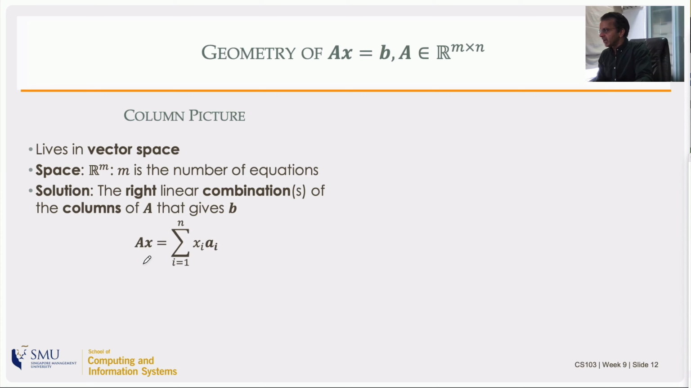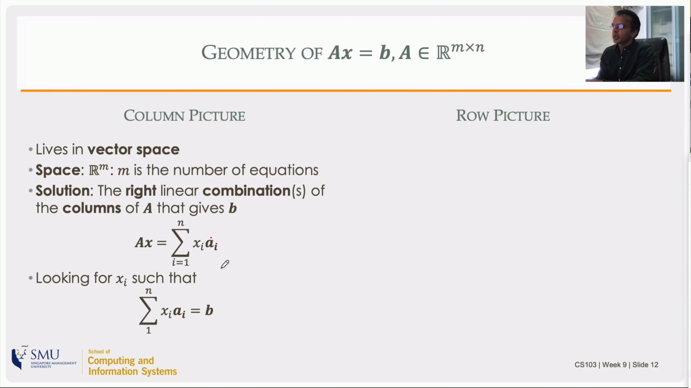So once again, Ax is the same as the columns of A, a sub i, n of them, because there are n columns, n unknowns, weighted by the corresponding unknowns. And if you can find the right values for x_i so that I get b, then I'm done.